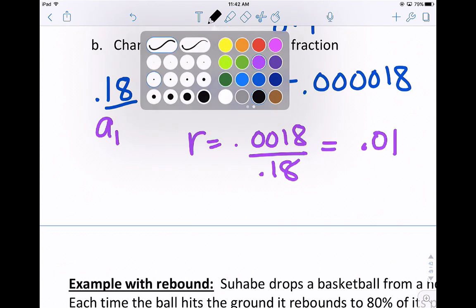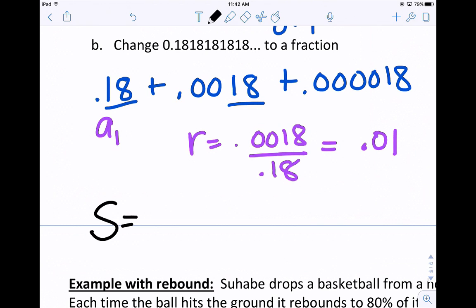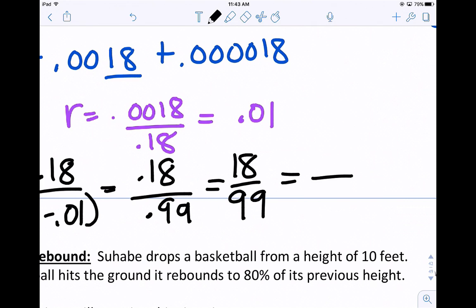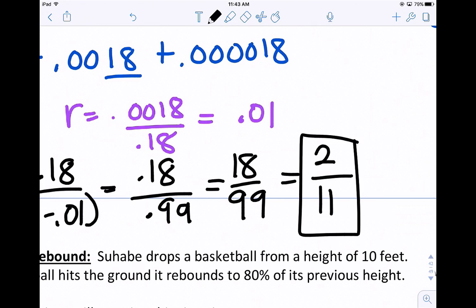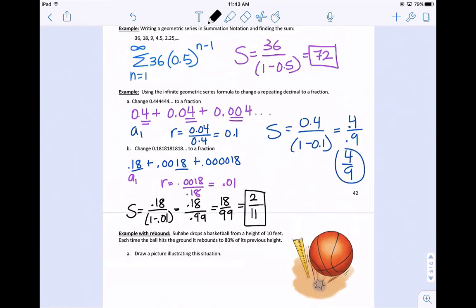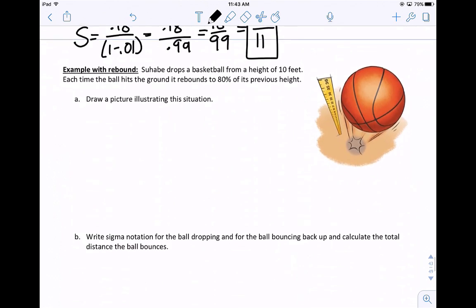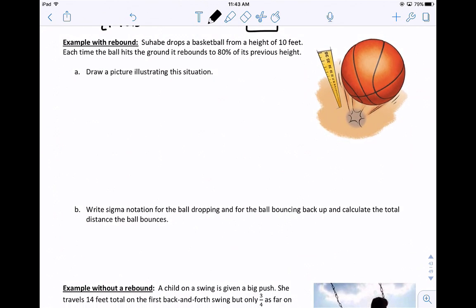To find the sum, we take our first term over 1 minus the ratio. This is like $1 minus a penny is 99 cents. Multiply both by 100, here's what we get. Reduce the fraction, we can divide each by 9, we get 2 over 11. And if you type that into your calculator, you will get 0.18 repeating. Let's look at 2 word problems, and then you should have enough information to do the assignment.